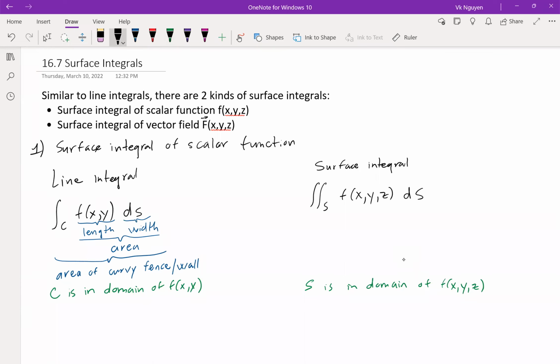Okay, what is this f(x, y, z) here? Well, most of us know this as density. Well, surface is just area. So dS is going to be area. So density times area, what we have is, well, mass. And then if we sum the mass all over the surface, then it's going to be the mass of a thin surface.